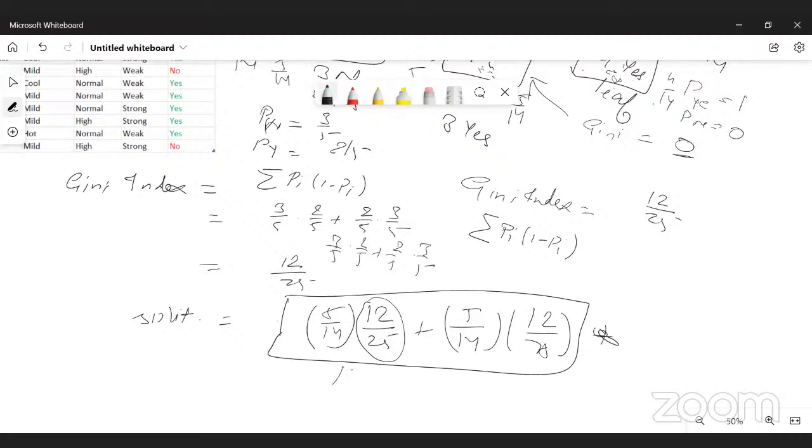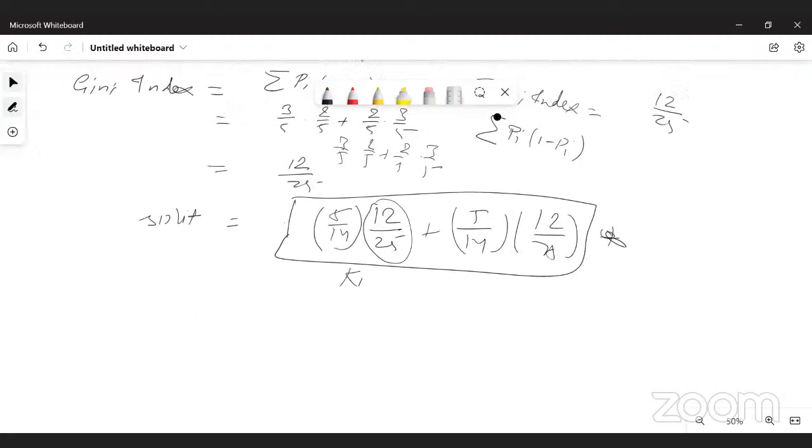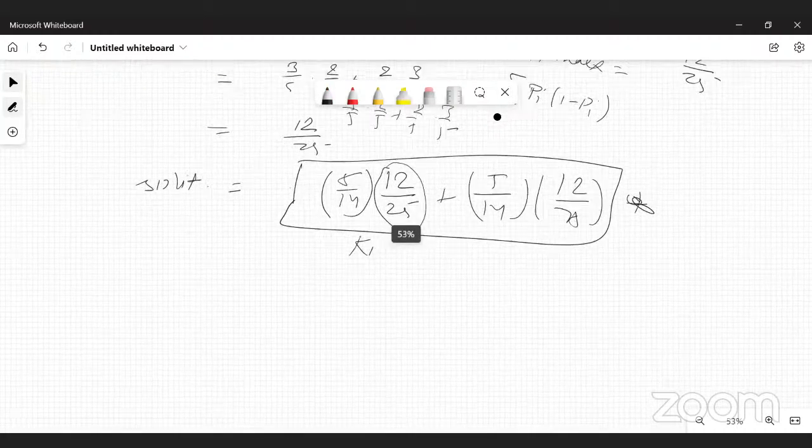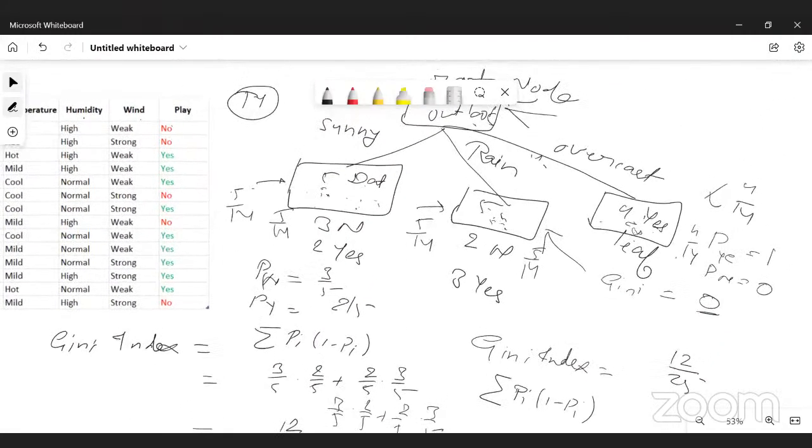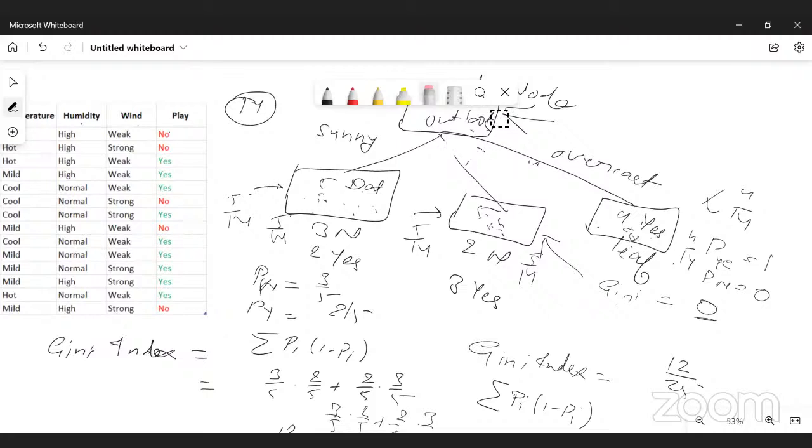So let's call this K1. This is some constant value. Now we are not going to find this value. Now we will check for a different feature. Okay. Yes, sir. But let me erase all these things.